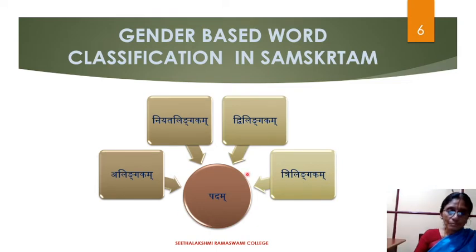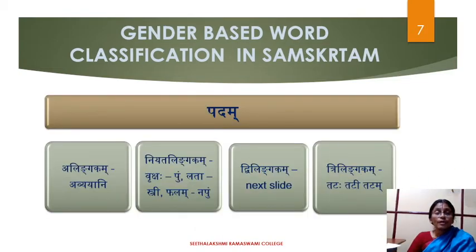So, Padam or word in Samskritam is classified on the basis of gender as Alingaka, which has no gender at all, Niyatalingaka, which has fixed gender, Dvilingaka, which has two genders assigned, and Trilingaka, which has three genders assigned to it. So now we will look into illustrations or examples for the gender-based word classification in Samskritam. We already saw that Padam has the first classification as Alingaka, for which no gender is there.